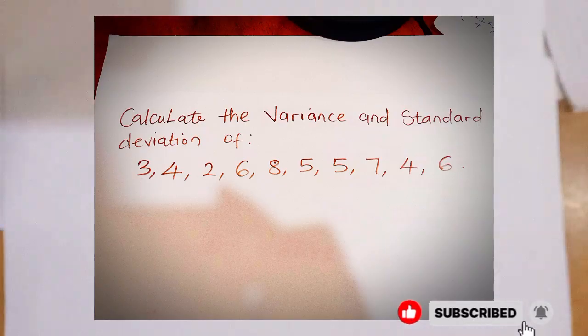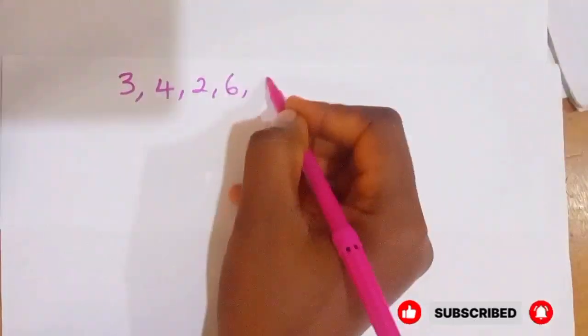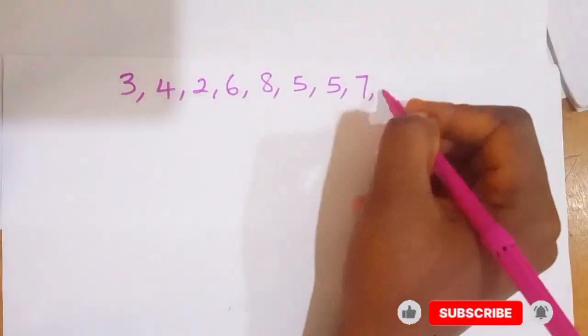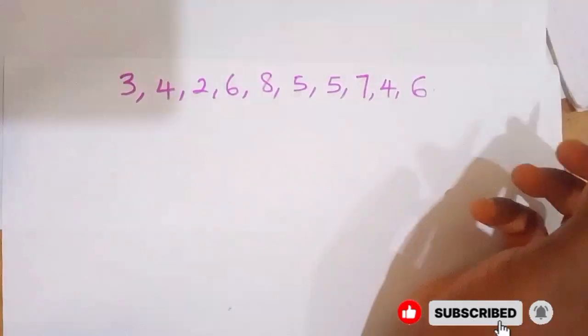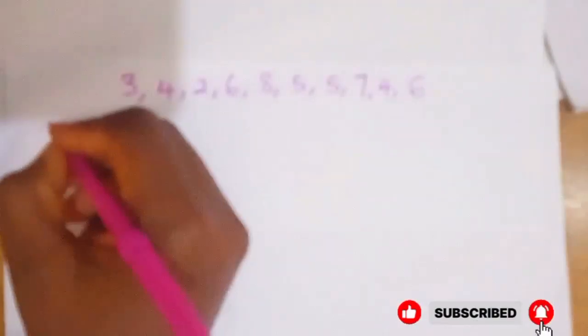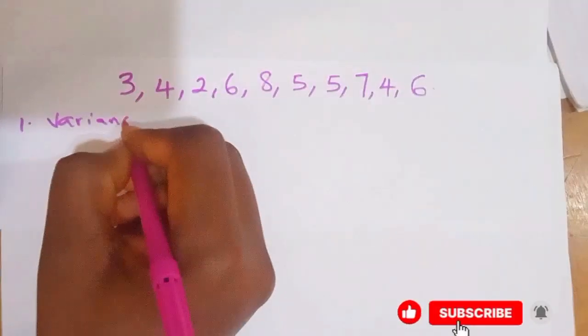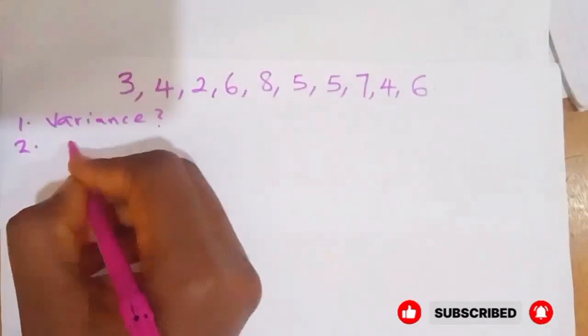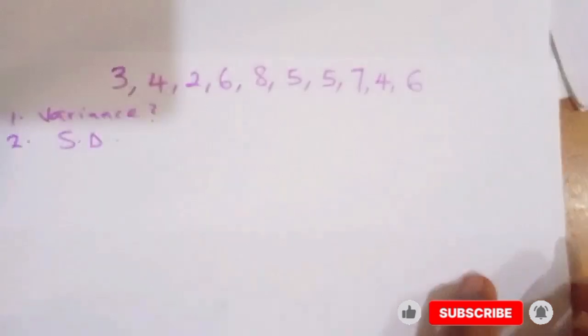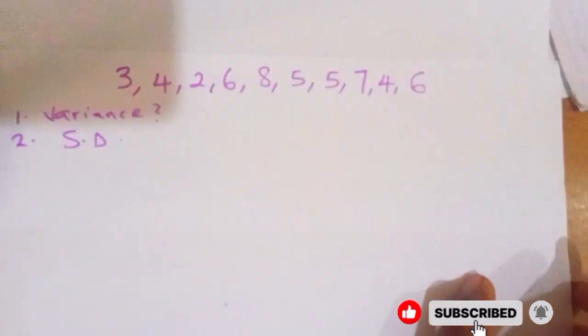So first, let's write down the values. We have 3, 4, 2, 6, 8, 5, 5, 7, 4, and 6. From the question given, we are asked to find the variance, and the second one is the standard deviation. So how are we going to go about this? First, the easiest way to solve this is to put them in a tabular form.